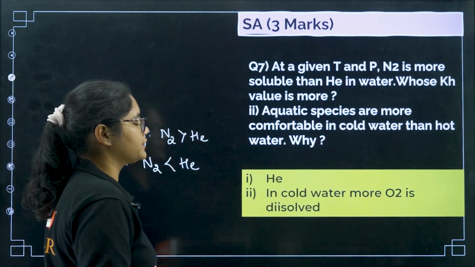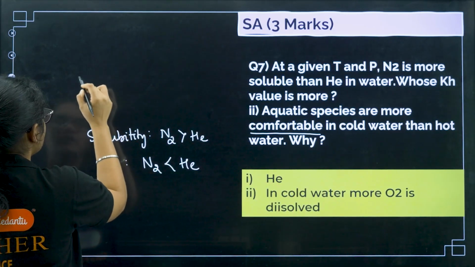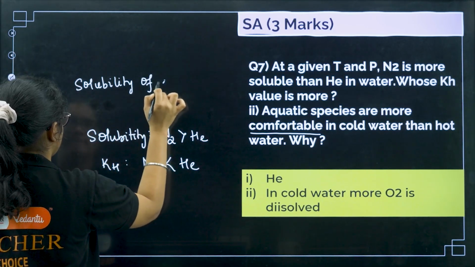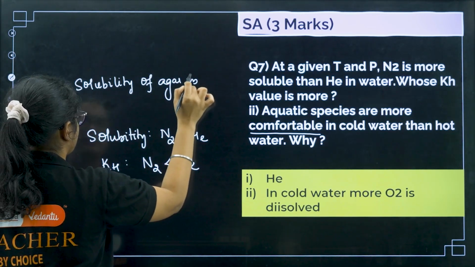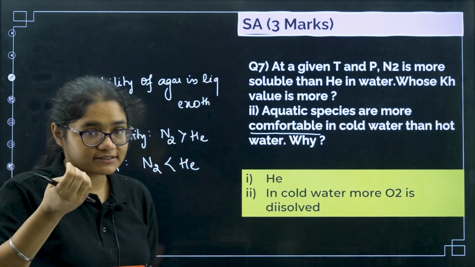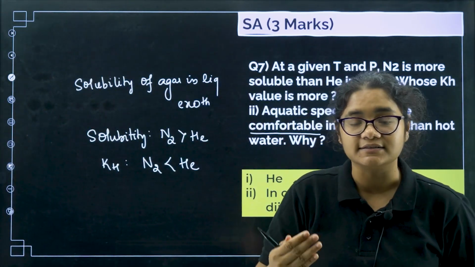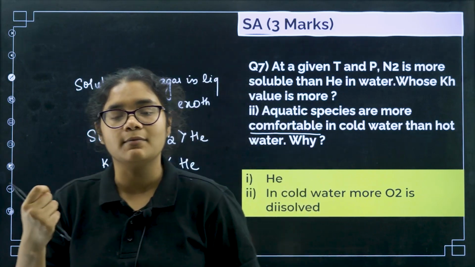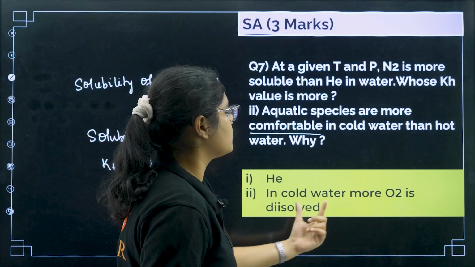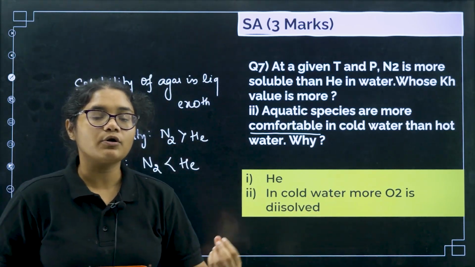Here you can answer like this: the solubility of a gas in a liquid is exothermic. That means if the temperature is less, more will be the solubility. So in cold water, more oxygen is dissolved, but in hot water, less oxygen will be dissolved. So aquatic animals are more comfortable in cold water because they get more oxygen there.